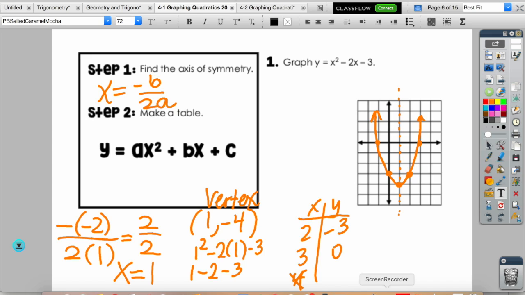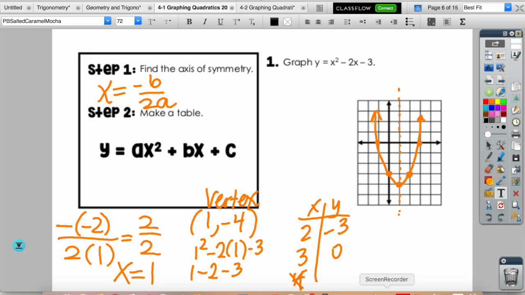So for this problem, it's negative b. What did you guys say b was again? So you have a negative 2 over 2. What was a? 1. Becomes 2 over 2, which is 1. The axis of symmetry is at 1. So that imaginary line is at a positive 1 crossing your x-axis, and it's always vertical. Questions up to here?